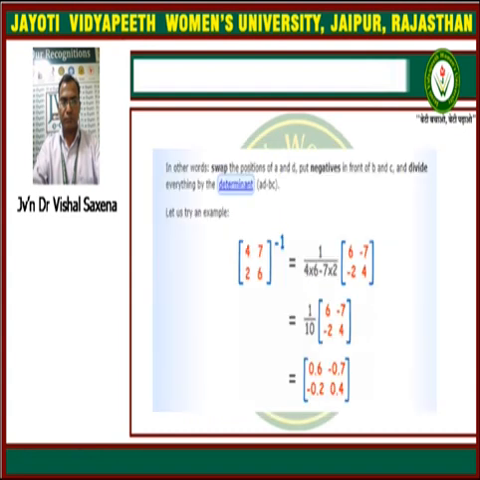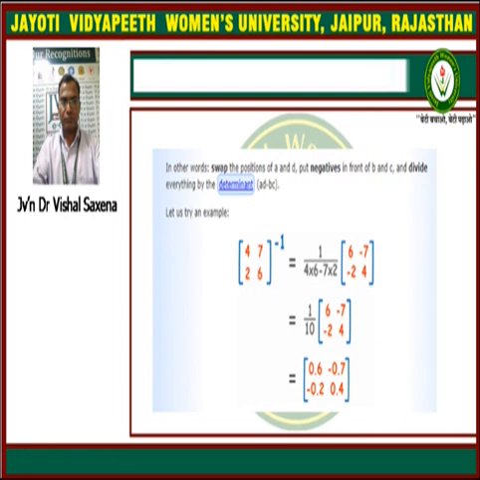So let us take one example. We are taking a matrix of order 2 by 2, that is 4, 7, 2 and 6, and we have to find its inverse. First of all, what is its determinant? The determinant is given by 4 into 6 minus 7 into 2, that becomes 10. So 10 is the determinant of the matrix.